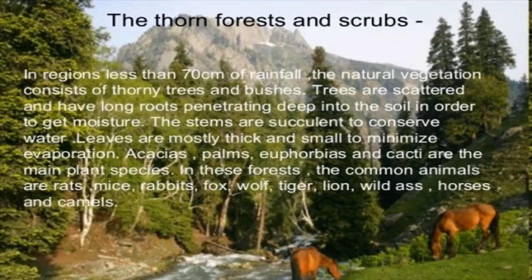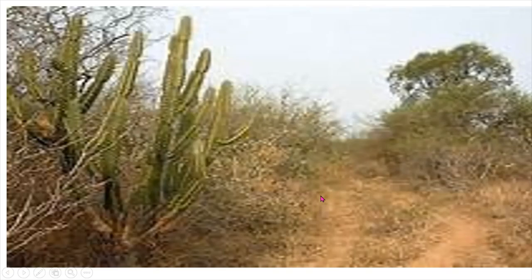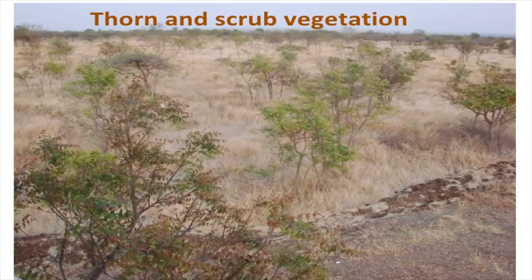And we find that in this type of forest the trees are acacia, palms, euphorbias, and cacti, and animals like rats, mice, rabbits, fox, wolf, tiger, lion, wild ass, horses, and camels. And this is the picture of the thorny forest, or scrub vegetation.